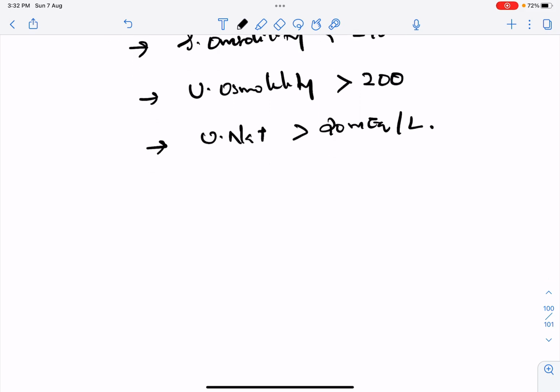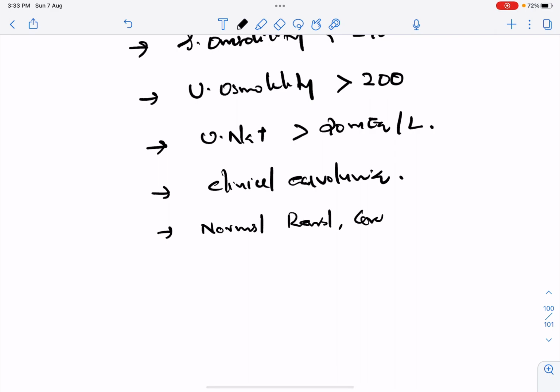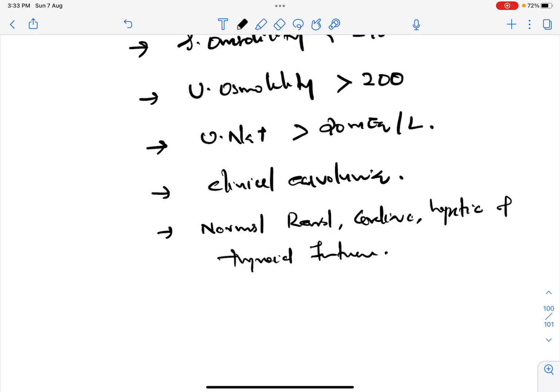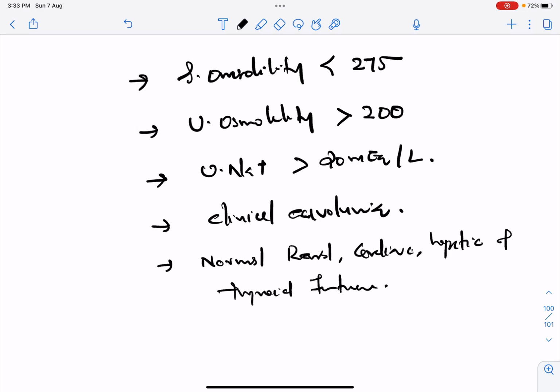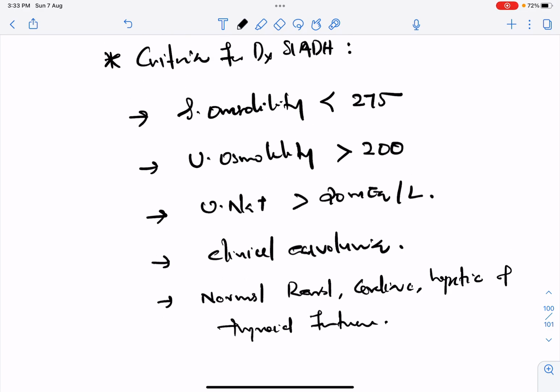These are the main criteria, and the other criteria include clinical euvolemia and normal renal, cardiac, hepatic, and thyroid functions. That is, hyponatremia cannot be attributed to any other system involvement. So these are the diagnostic criteria for syndrome of inappropriate ADH secretion: serum osmolality less than 275, urine osmolality more than 200, urine sodium more than 20, clinical euvolemia, and other organs within normal limits.